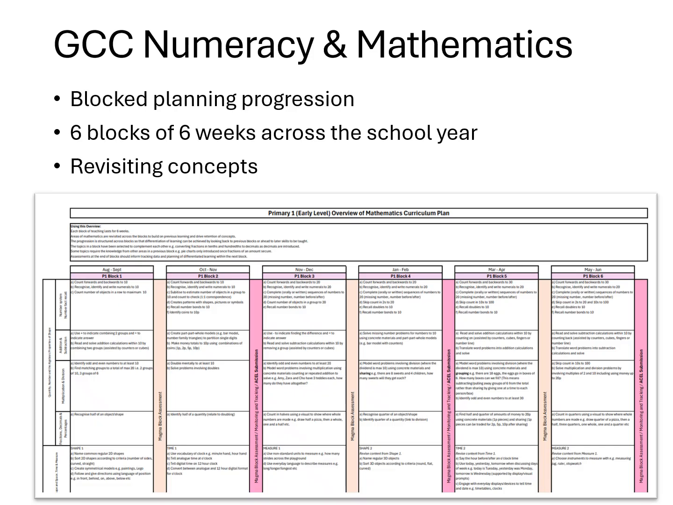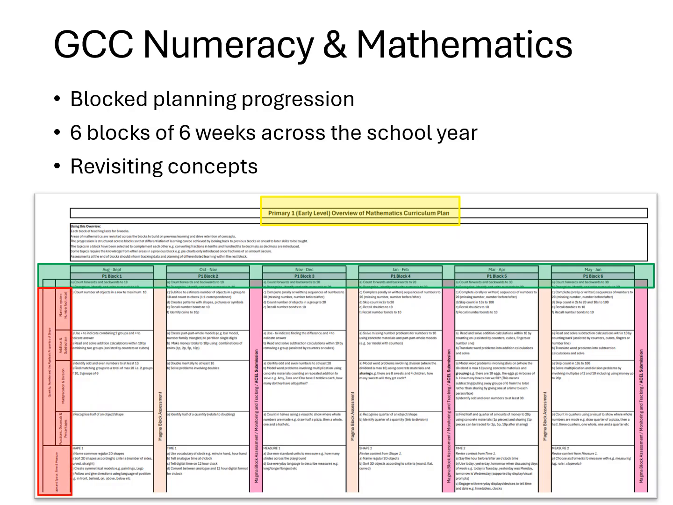You'll see the blocked planning progression. Up at the top, you've got an indication of which year group this is for. Along the top, you can see the timeframes suggested for each block of delivery. And down the side, you've got what we might call organisers or areas of the maths curriculum. Each block, if you look there, that's block 2 for primary 1, is highlighted in blue. Each block contains some skills in each organiser, and we need to cover those skills within the 6-week time frame.